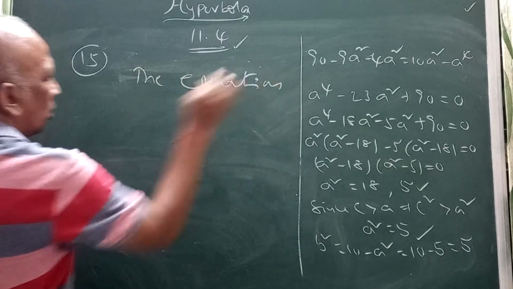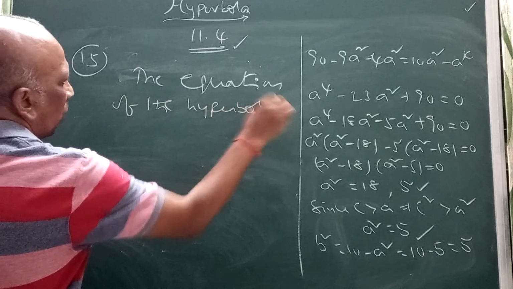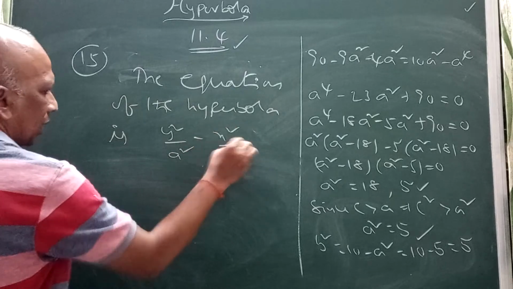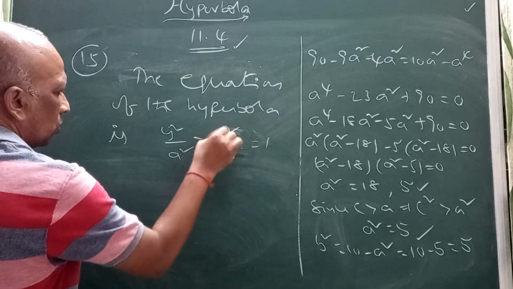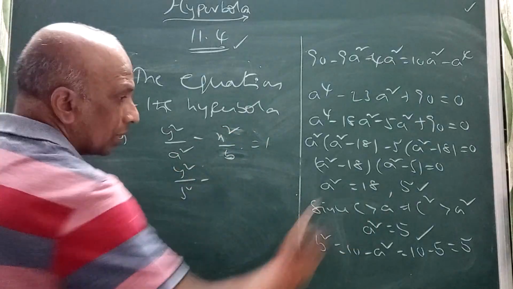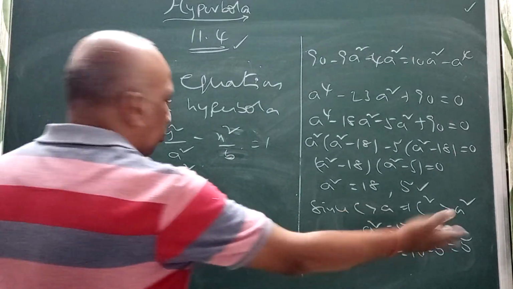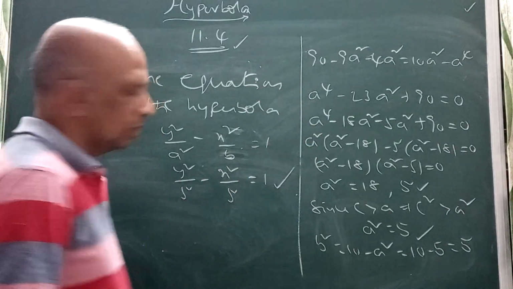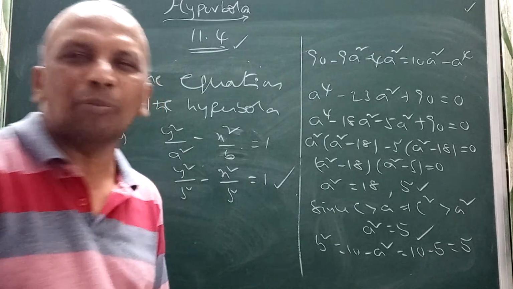The equation of the hyperbola is y square by a square minus x square by b square is equal to 1. You can replace a is equal to b, right? Not replace, sorry, both are same. Yeah, this is the equation. I got here a square 5, b square 5. Y square by 5 minus x square by 5 is equal to 1. This is the required equation of the hyperbola.